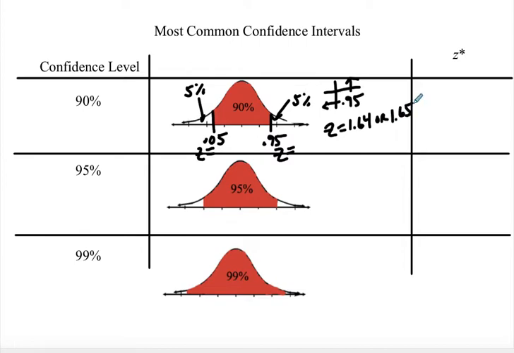So what we're going to do for our Z star is split that difference, and say 1.645. That's what you would do if it's ever between two values. That happens every now and then. So anytime you're doing a 90% confidence level, you're going to use 1.645 for the Z star.